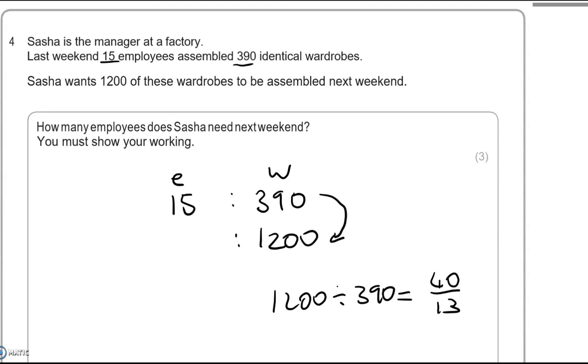Whatever answer you get, don't round it off because it's going to impact your next answer. So we're multiplying by 40 over 13 to get 1,200. We're going to do the same with 15. So whatever answer you have in your calculator, just multiply that by 15.